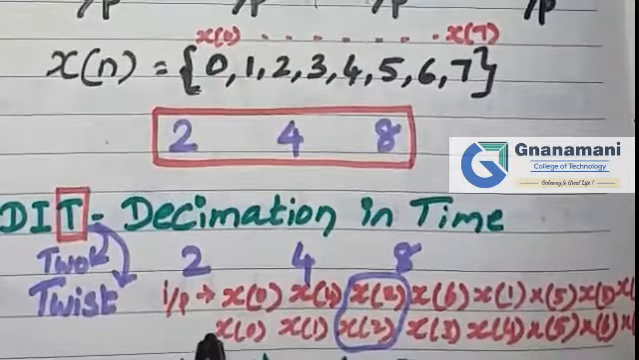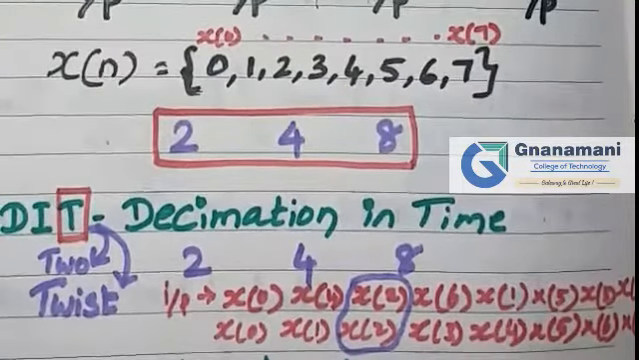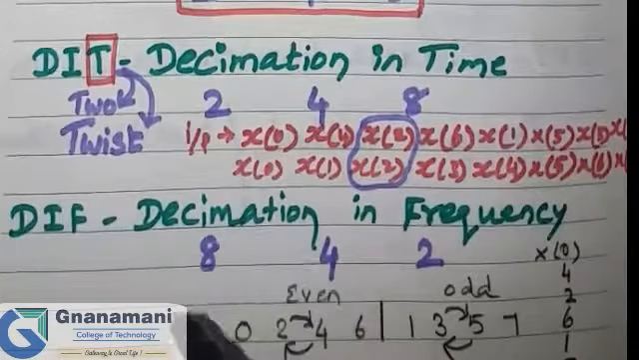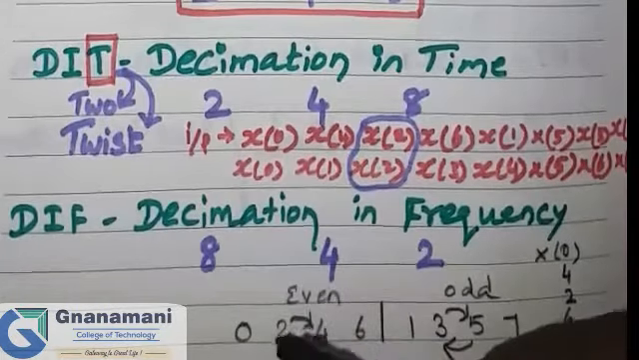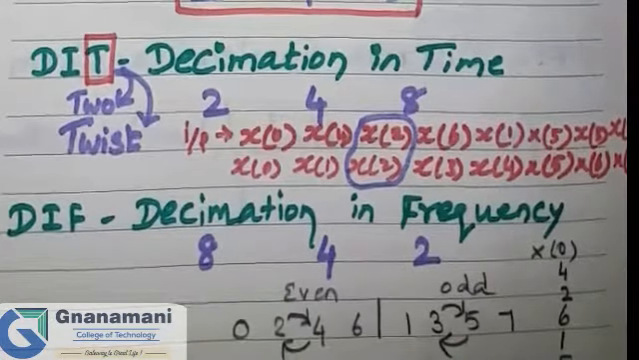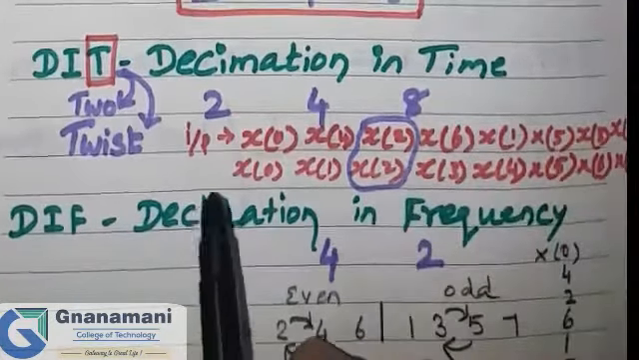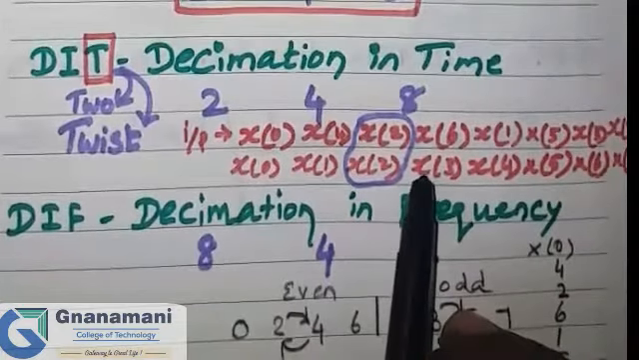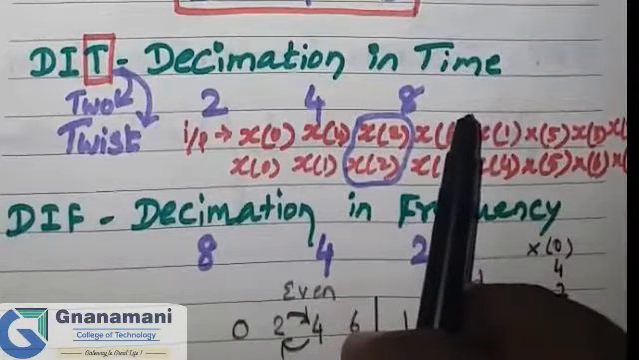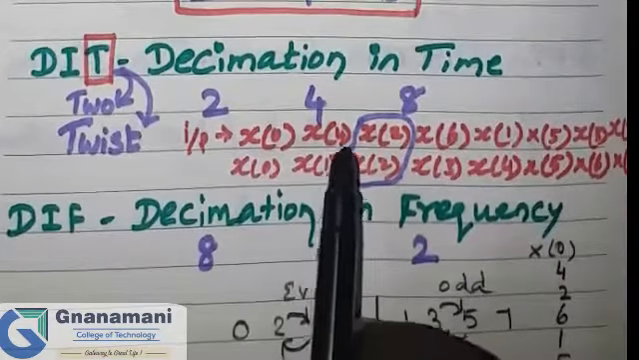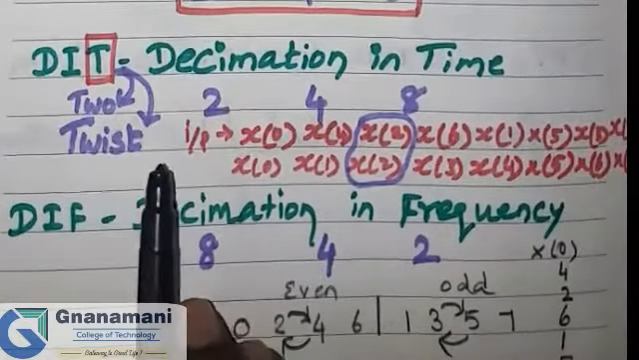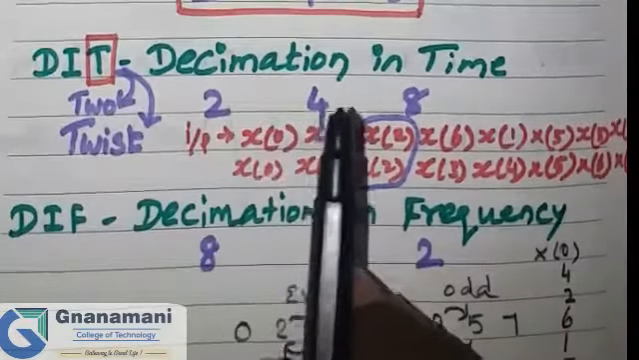So in DIT, if DIT is given, the input sequence should be twisted or shuffled. If we say twisted or shuffled, we cannot write the input as it is given in the problem. We have to shuffle or twist the input so that the first step of your DIT gets completed in a proper way. If you give the same sequence for your input when DIT is given, then the later stage of your problem will go wrong.